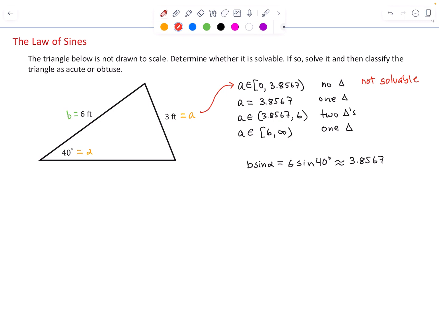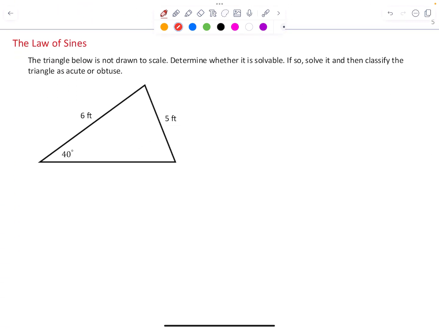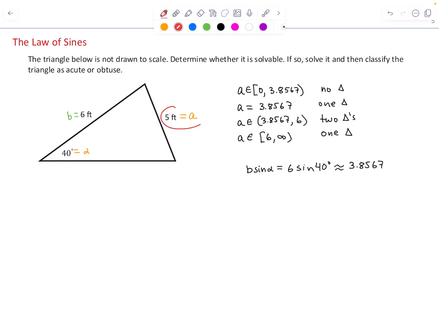Okay, and then the next page. Notice once again we have the same alpha and b. And this time our value of a is 5 feet. But because we have the same alpha and b, we can bring in our flow chart for determining the nature of solving this triangle. Notice that a is shorter than b, and it's longer than this perfect length that would allow me to create a right triangle. That puts a into this category, and we're going to have two triangles as possibilities. So this scenario is solvable, and let's go ahead and try to find both of the triangles.